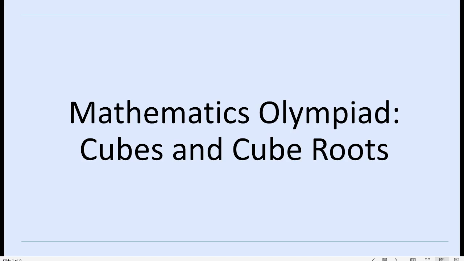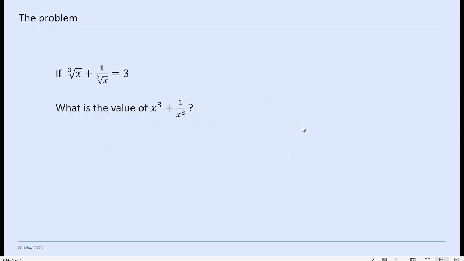I'm Simon. Today we're going to look at a Maths Olympiad problem on cubes and cube roots. So here's the problem. Cube root of x plus 1 over cube root of x equals 3. What's the value of x cubed plus 1 over x cubed?